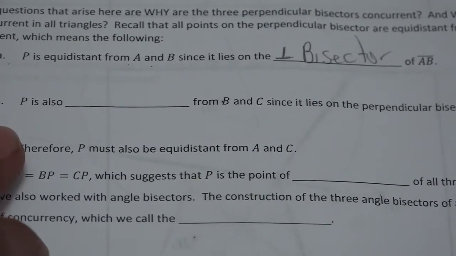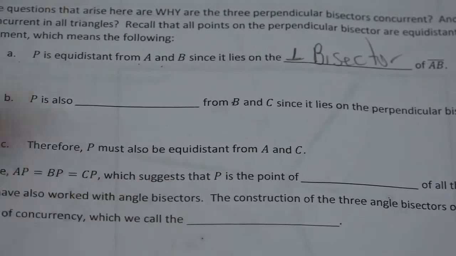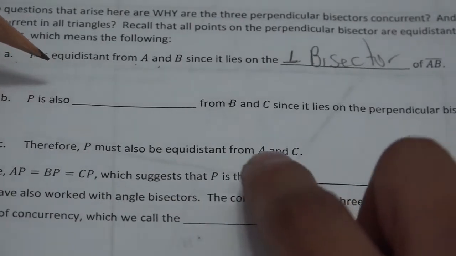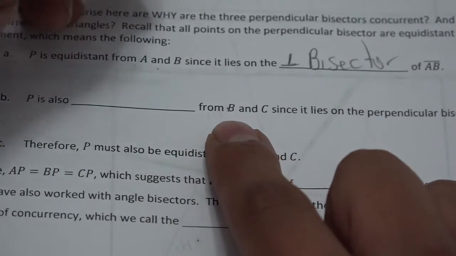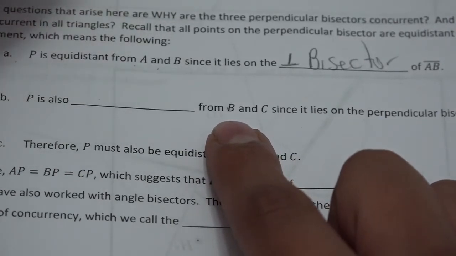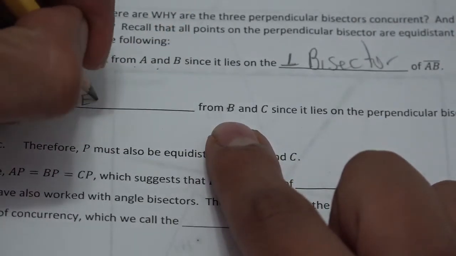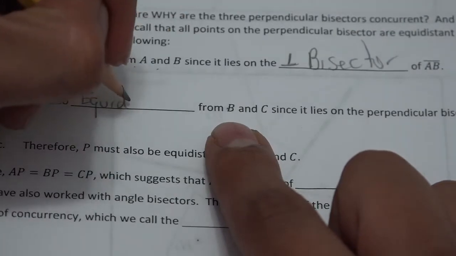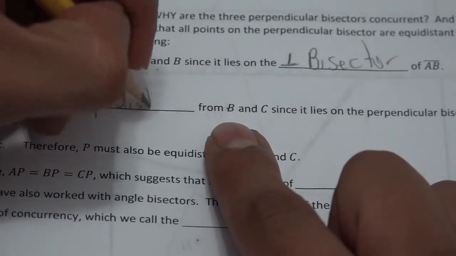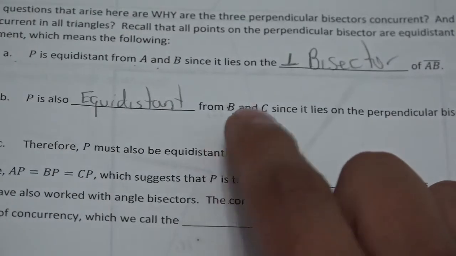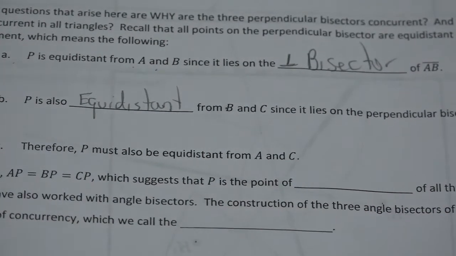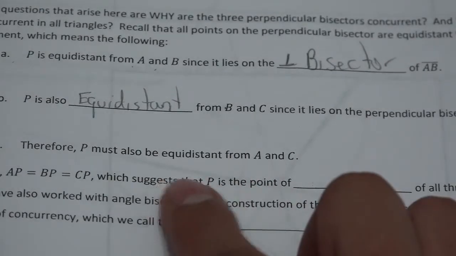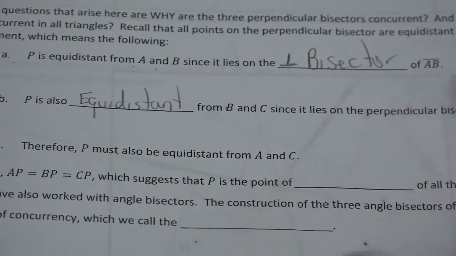Now, point P is also equidistant from B and C since it lies on the perpendicular bisector of BC. I know you knew that. Cool. Therefore, point P must also be equidistant from A and C, of course.